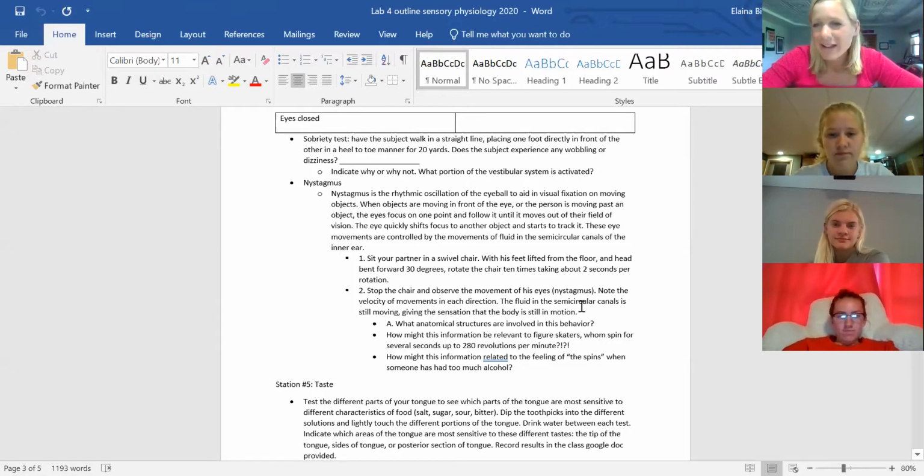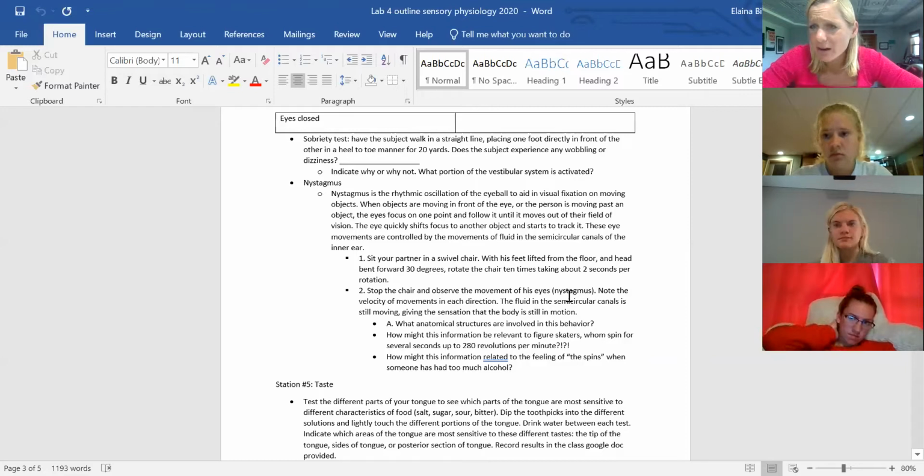Again, I don't know how drunk you have to be in order to get nystagmus. I guess probably above 0.08 if the cops use it as a sobriety test, I would imagine. I don't know. So anyway, that's what that is.